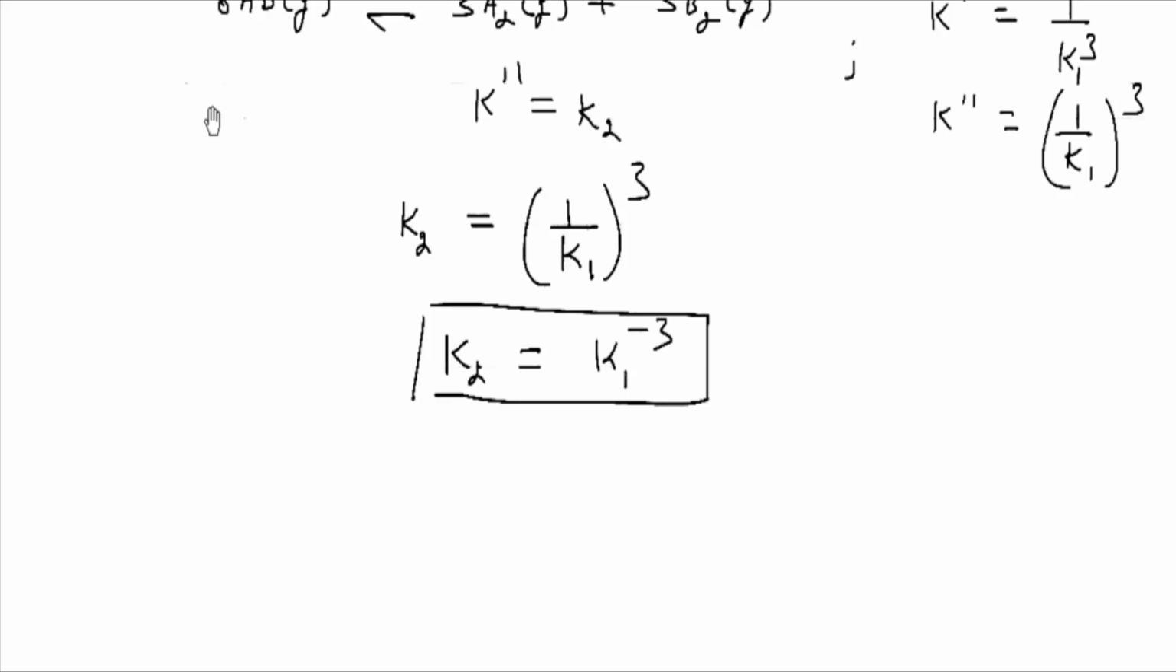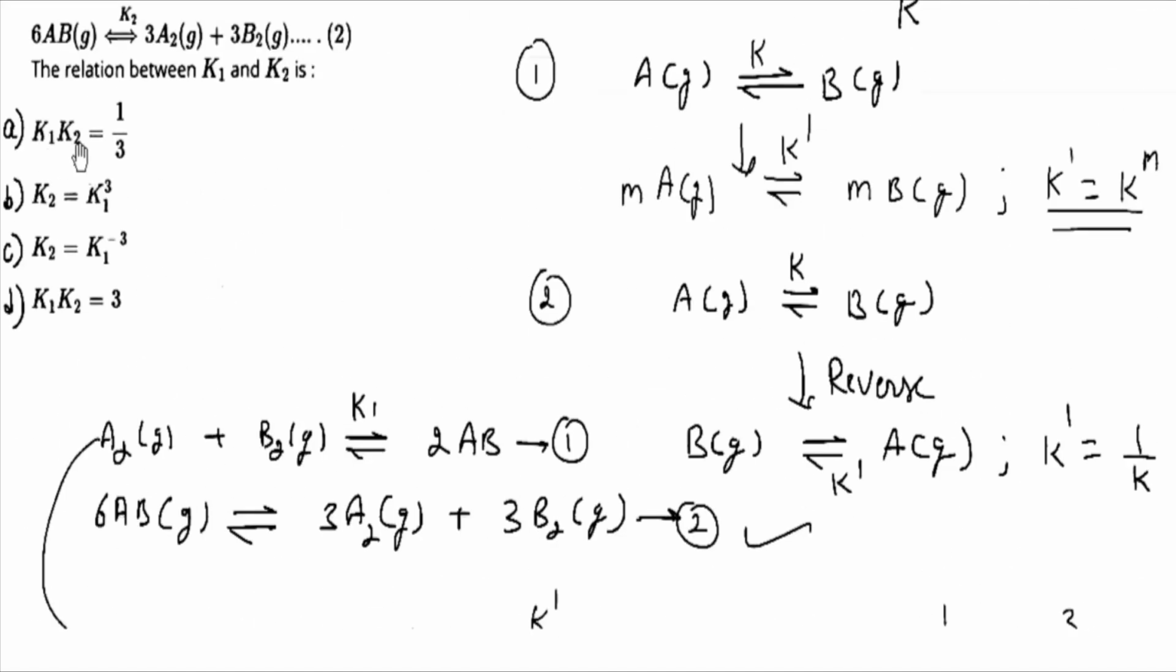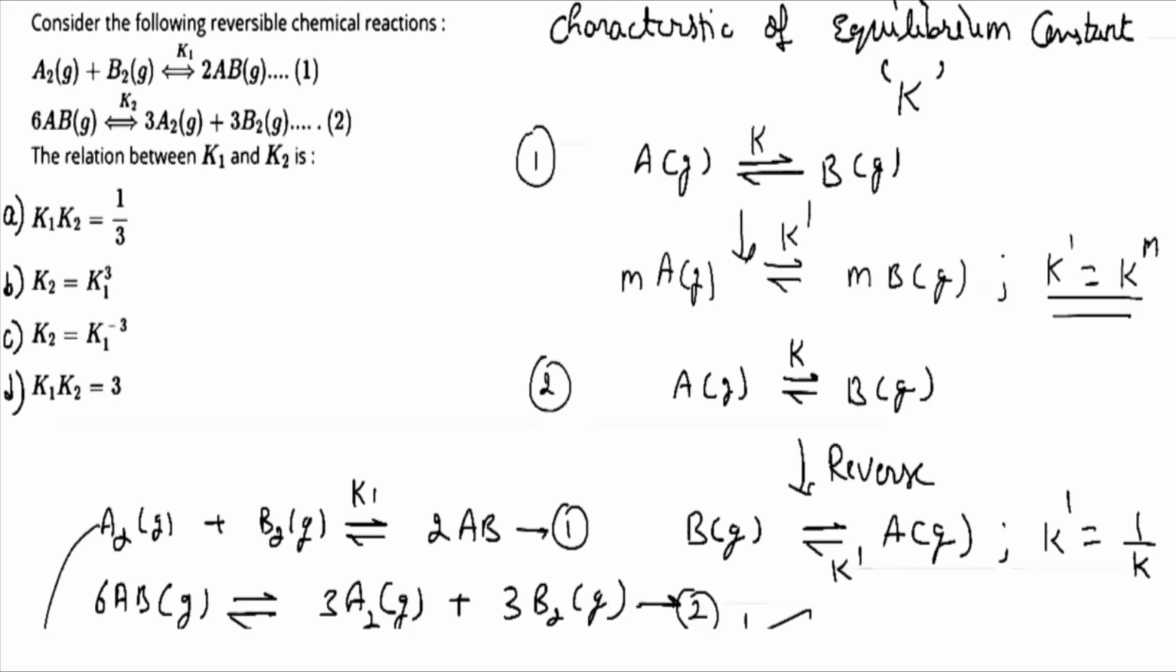So let's try to solve this question further and look at the options. Option A says that k2 is equal to k1 by 3. This is not the right answer, because we are getting k2 equal to k1 to the power minus 3. And option B says k2 is equal to k1 to the power 3, but we are getting k1 to the power minus 3, so this will be the wrong answer.